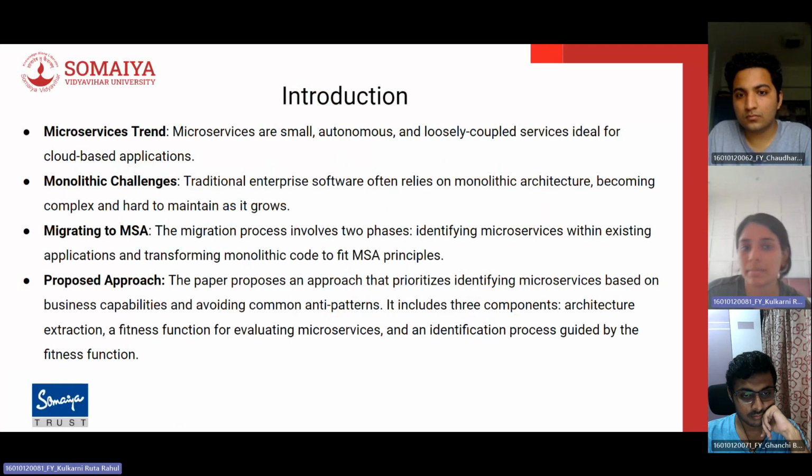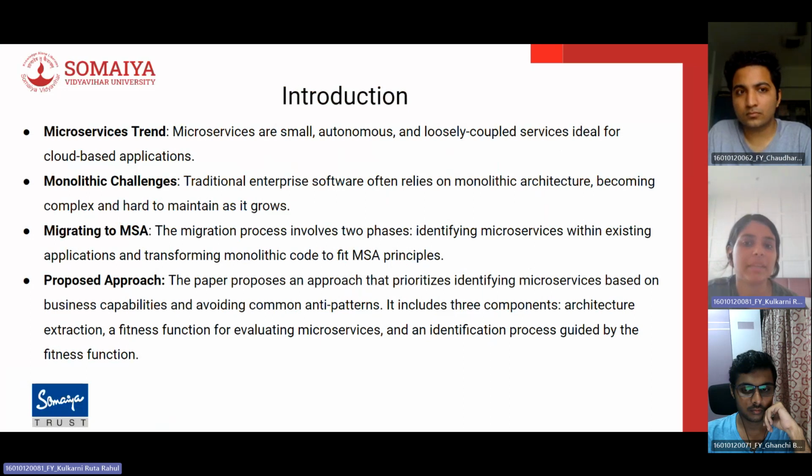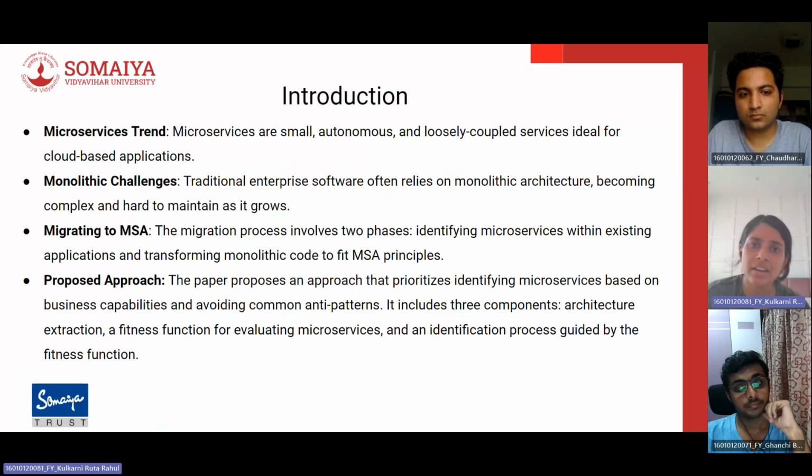So to begin with, what are microservices? Microservices are small, autonomous and loosely coupled services ideal for cloud-based applications. Traditional software often relies on monolithic architecture, which becomes complex and hard to maintain as it grows. The migration process from monolithic to microservice architecture involves two phases, namely identifying the microservices within existing applications and transforming the monolithic code to fit the microservice application principles.